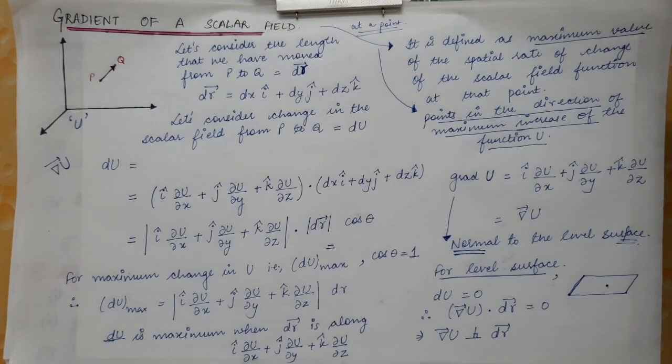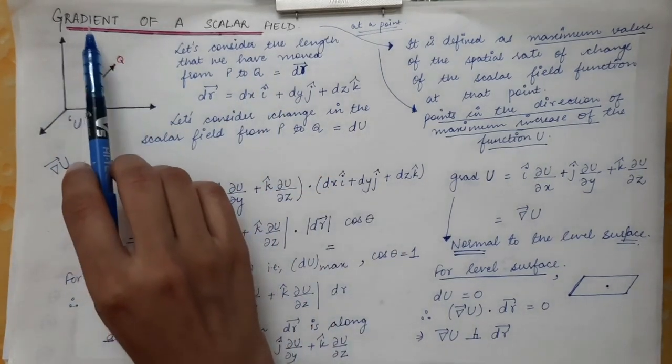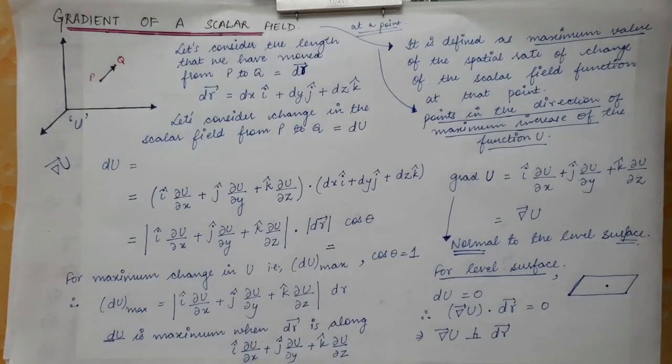For example, temperature in the room. So temperature at every point in the room, for example, close to the air conditioner, the temperature will be very less, and close to the television or some electronic things, the temperature will be large. Therefore, in a room, at every point, temperature has its unique value. So the scalar field is distributed in the space. Now we will see what is the gradient of that scalar field.